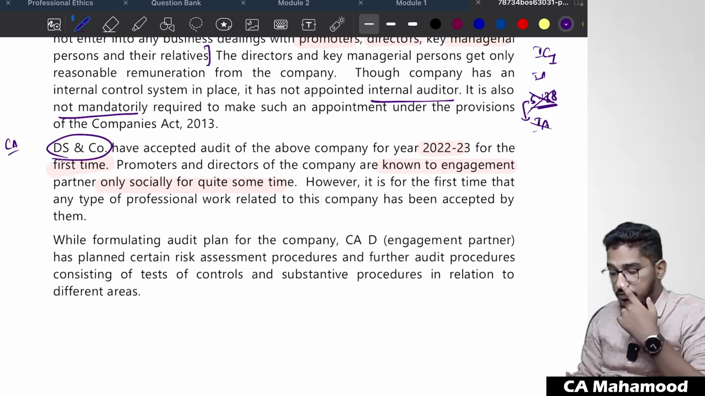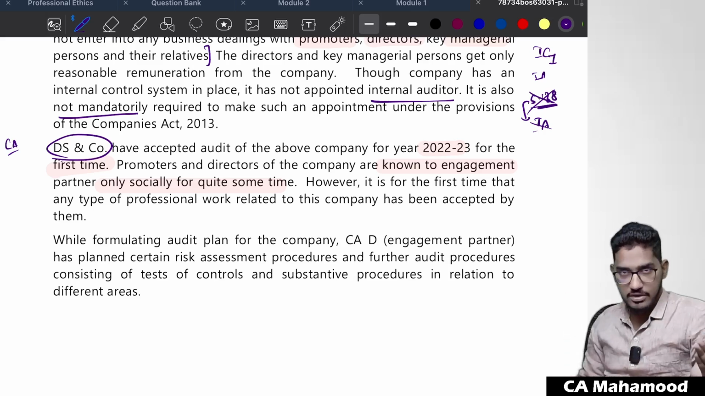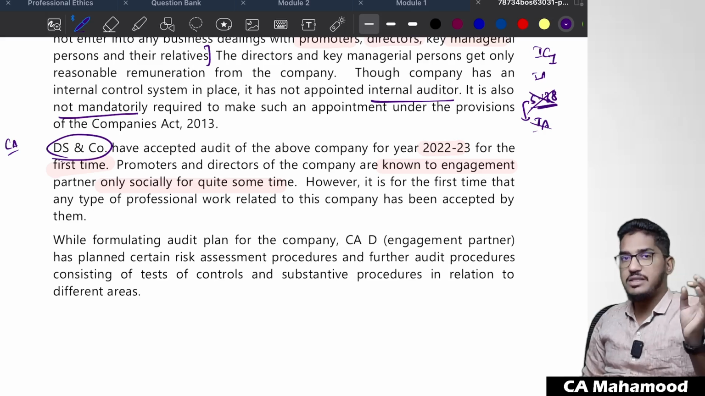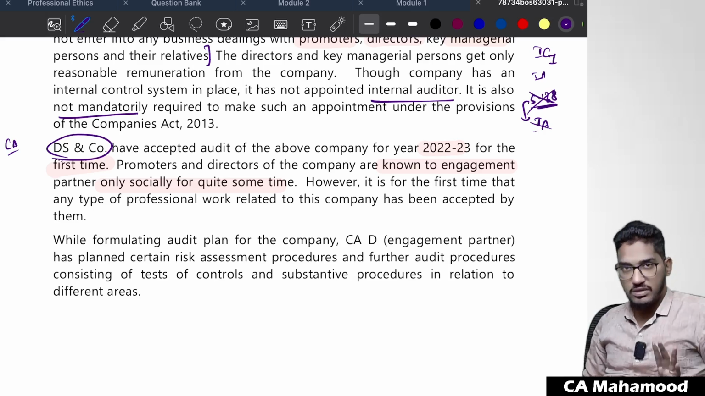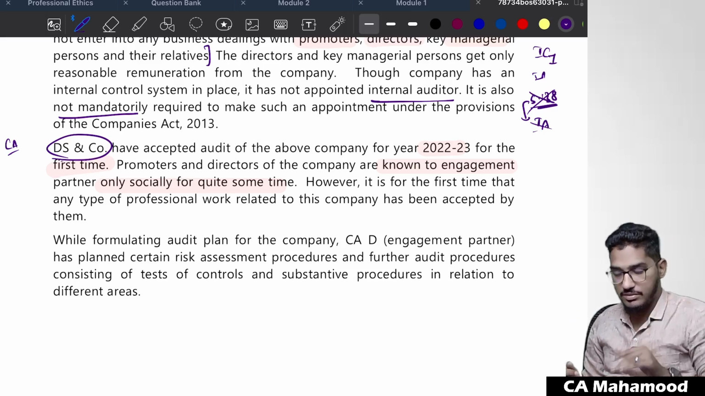That means you might get confused. You might feel that, okay, since they are socially known for some time, there might be a familiarity threat. No, familiarity threat will arise when you have a personal association with the client. In the given case, they did not say any personal relationship is there. They're not relatives, nothing like that. They just know them socially, meaning in a meeting or in a gathering they have met. That's it. Just because you know them socially doesn't mean there is a familiarity threat here.